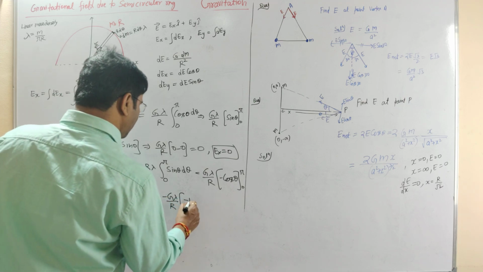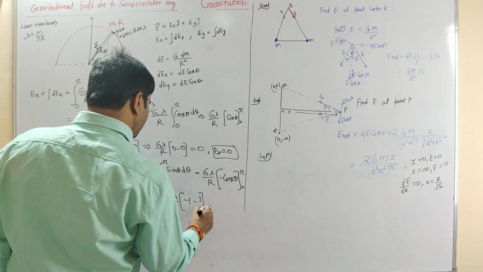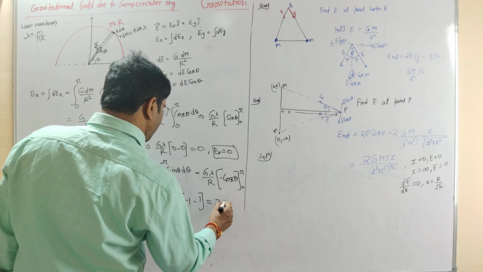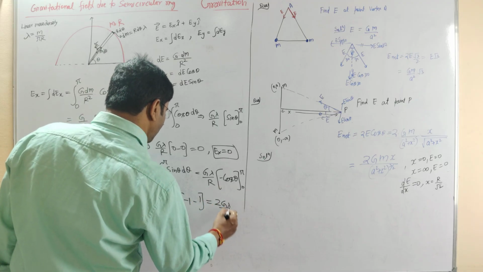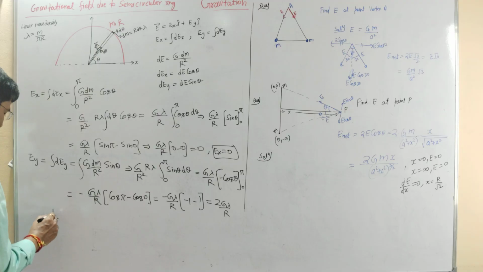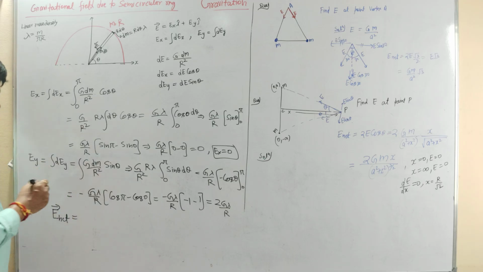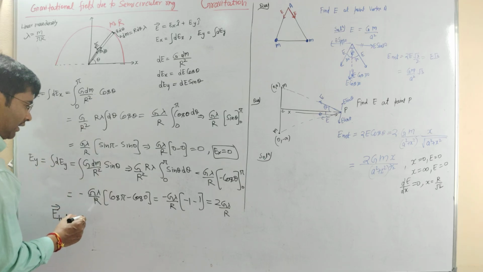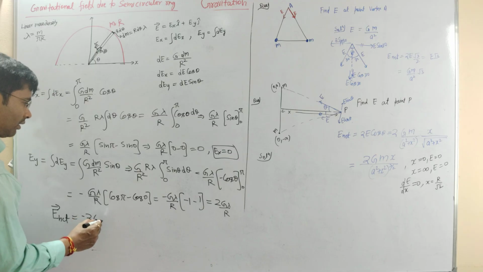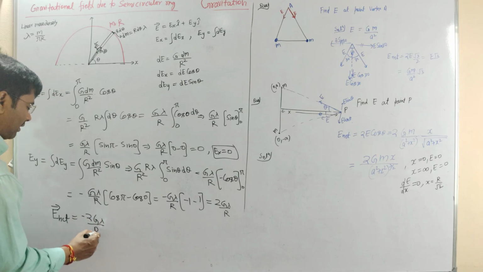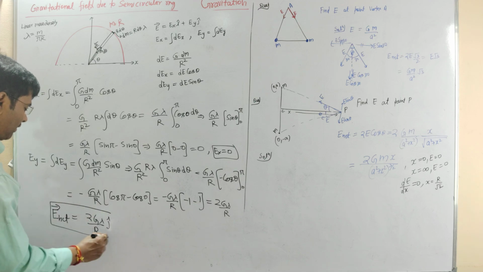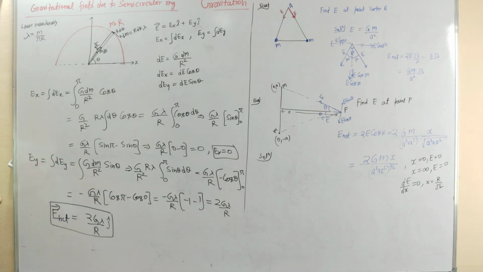Cos pi is minus 1 and cos 0 is 1. So this is minus 2 and it will make 2G lambda upon r. So this is what we are getting. E net along the x direction is 0. Along the y direction only we are getting that value, 2G lambda upon r. No need of negative. This is j. So this is the gravitational field we are getting due to a semicircular ring.